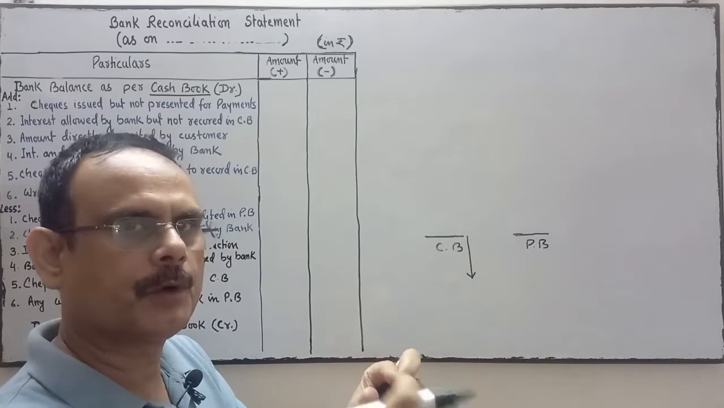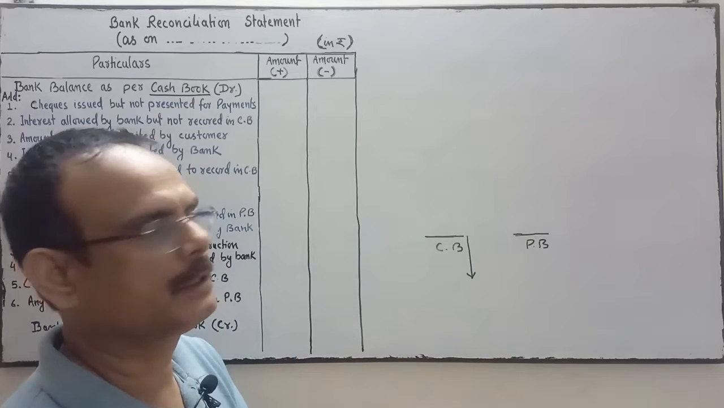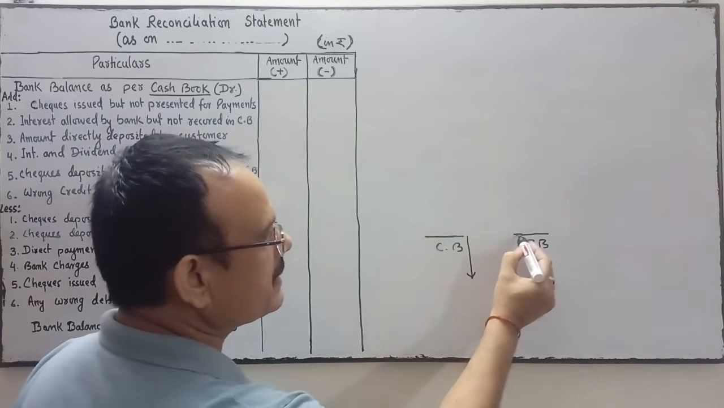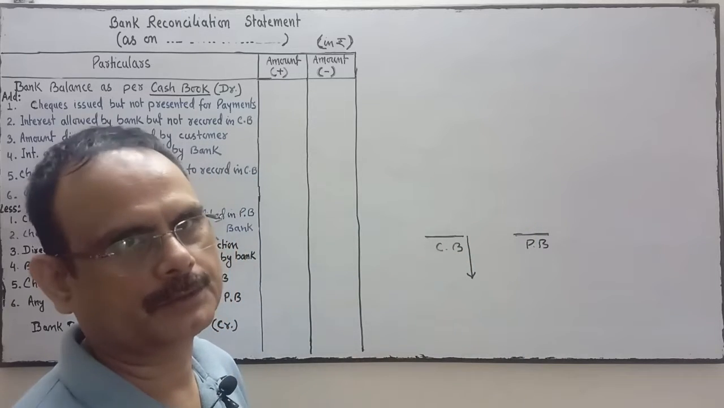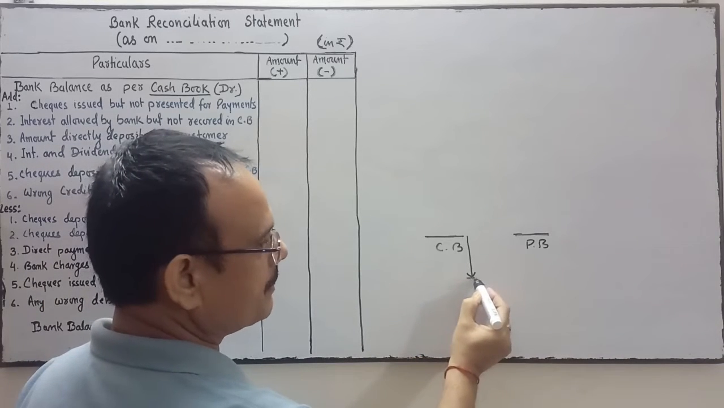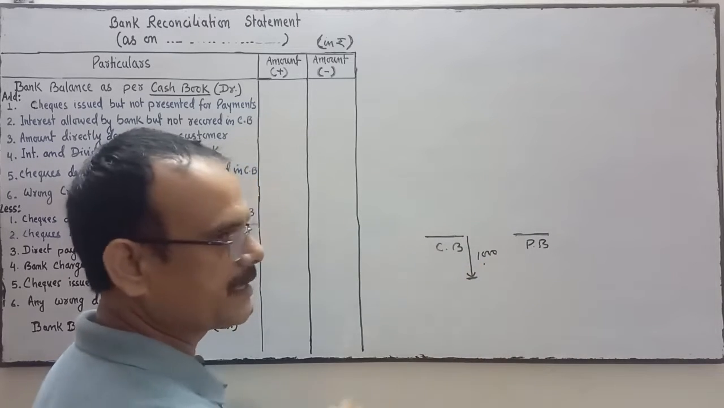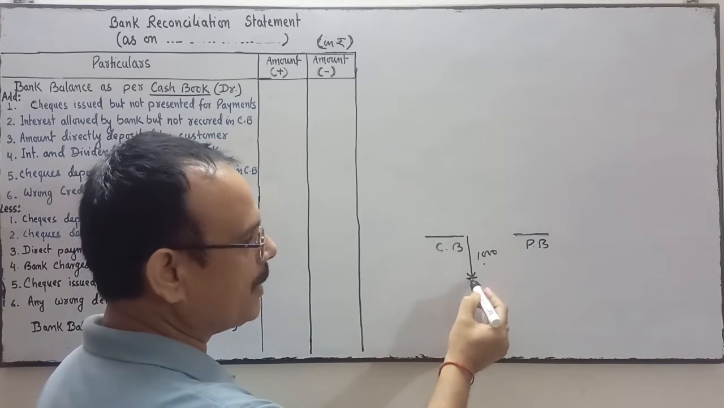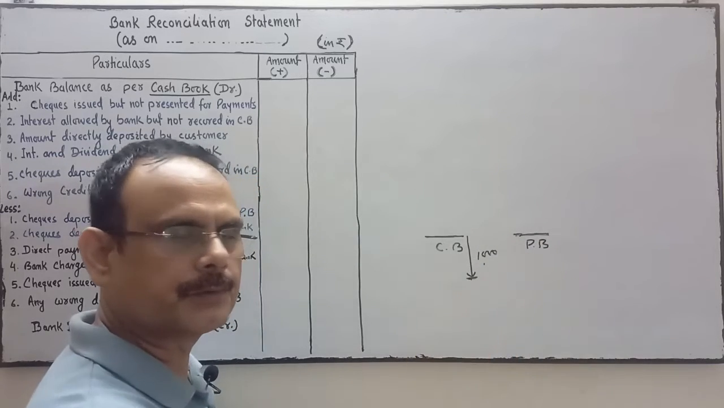So what will be the ultimate effect? Your cash book bank balance will decrease by that amount. But that check is not presented for payment in the bank, so the passbook balance is not decreased by that amount. So there is a difference here. Suppose a check of rupees 1000 is issued and not presented for payment. So the cash book balance is decreased by 1000, whereas the passbook balance is not decreased, same as before.